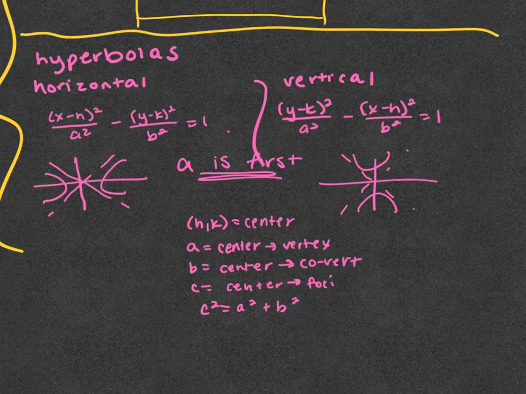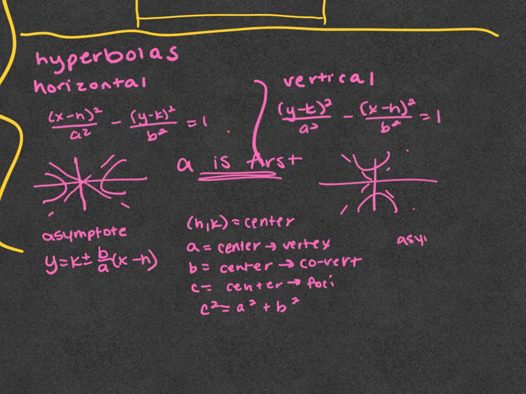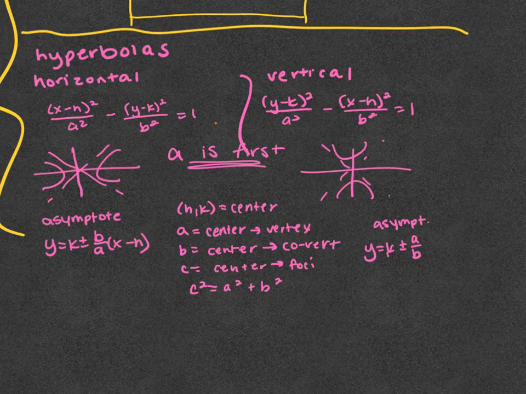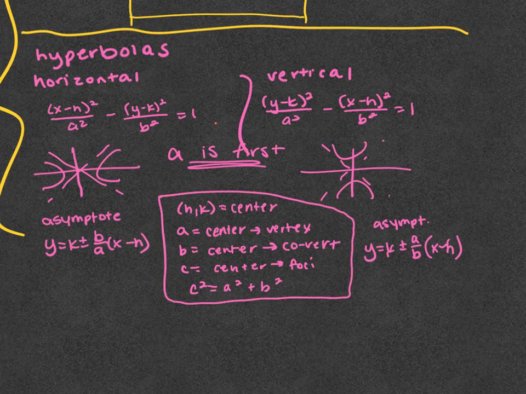And then the horizontal asymptote, y equals k plus and minus b over a, x minus h for the asymptotes. And then for the vertical one, it's y equals k plus and minus a over b, x minus h. So the difference is b over a or a over b. For horizontal, it's b over a. For vertical, it's a over b. This is true for all of it.